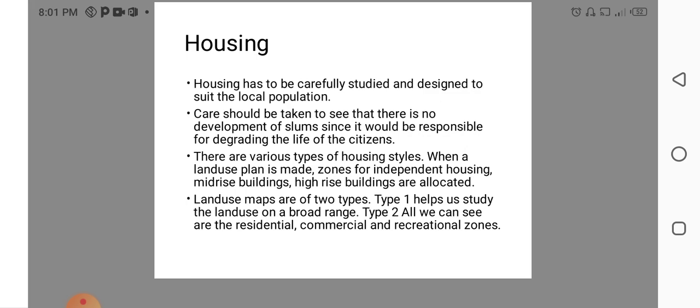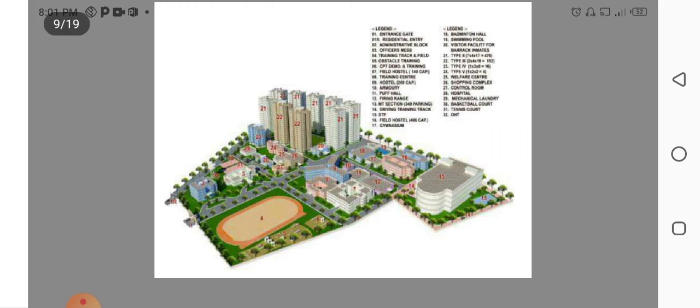There are two types. The first one helps us study the land use on a broad range, and in the second type we can see the residential, commercial and recreational zones. Here you can see the different zones we have already discussed. Residential zone, commercial zone, recreational zones are all well planned in this plan.